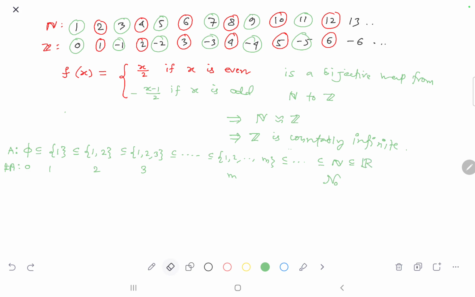But you can tell me, okay, what happens with Z? What happens with Q, right? One thing let me write down here. I think I have written it here.